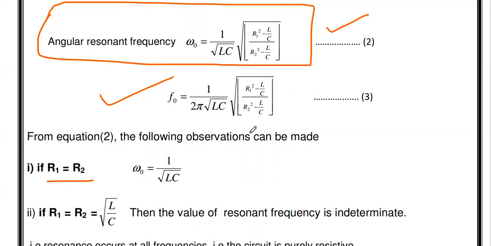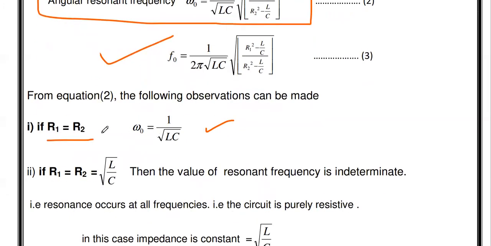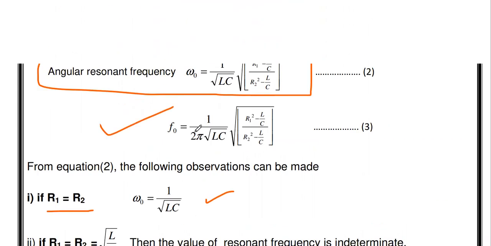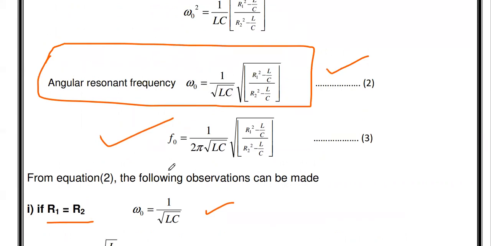Okay, so both terms are the same, so it cancels. That's why omega naught is reduced to 1 by square root of LC. This is the first condition: if the series resistance of the inductor and the series resistance of the capacitor are both equal, the resonant frequency formula is reduced to 1 by root LC. Since both terms have equal value, this ratio is 1.